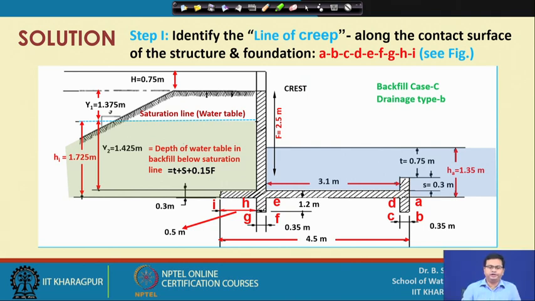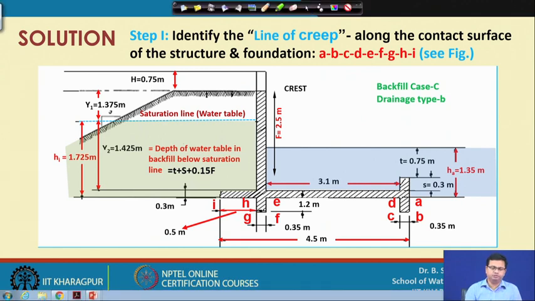In this step we have to identify the line of creep along the contact surface of the structure and foundation, which is along the line A, B, C, D, E, F, G, H and I. For solving, you should understand the whole picture here. If you cannot understand this whole picture, it will be difficult to estimate the uplift pressure. As shown in this figure, we have already estimated the value Y 2, that is 1.425 meter, the depth of water table in backfill below saturation, and this is nothing but your submerged weight.